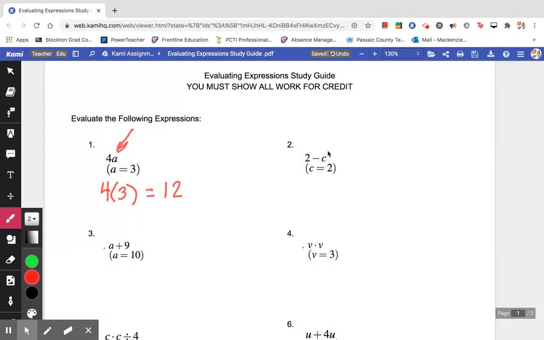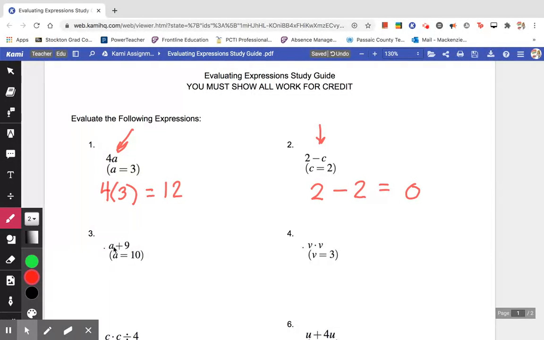So looking at number 2, it's not as important to use parentheses because we do have subtraction here separating the two numbers so that we know the operation. So I can do 2 minus, and again, you can put parentheses, but they're not necessary here. So 2 minus 2. So our final answer here is 0.